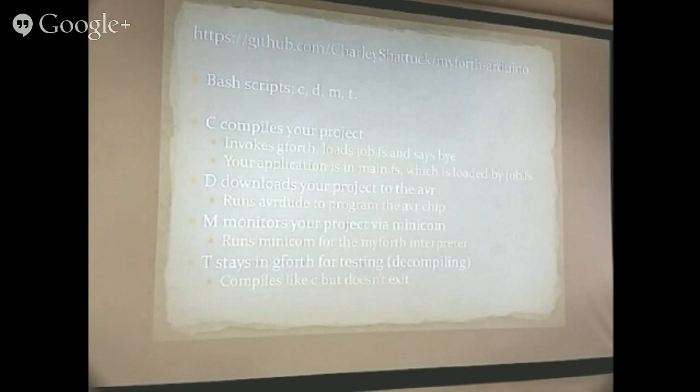So in the bash command line, I've got four scripts: C, D, M, and T. See, I like to type that kind of stuff. C for compile, D for download, M for monitor, which runs Minicom, and T for test, I call it. C just invokes GForth, loads the job file, which is where I have all the stuff that loads the Forth system, and says bye at the end. So C will compile your target image and put it in a file.